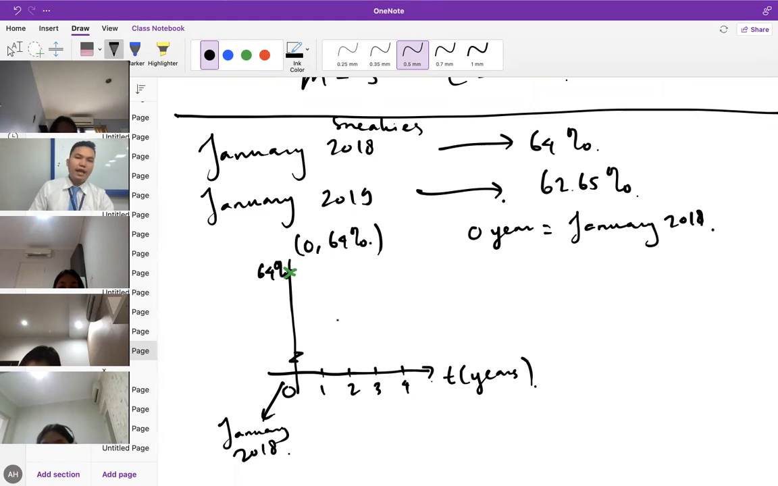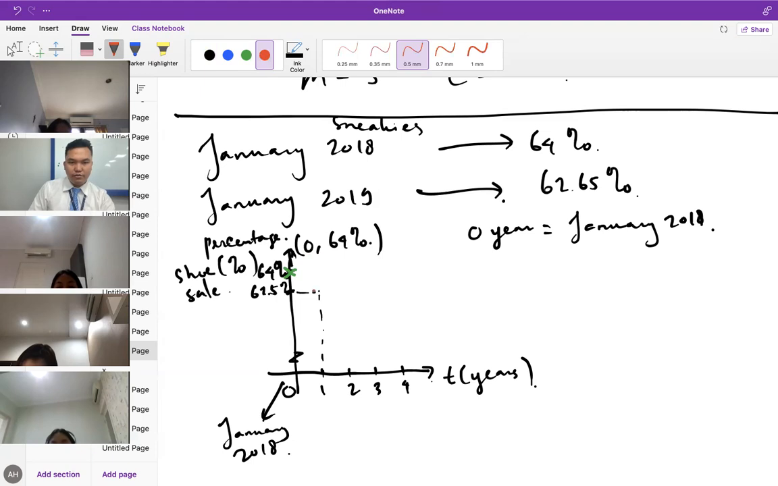And after that, this one is in terms of percentage of shoe sales. This is the y-axis. The x-axis is the years. And then we have 64%. Let's say here, around here, 62.5%. And then this one.